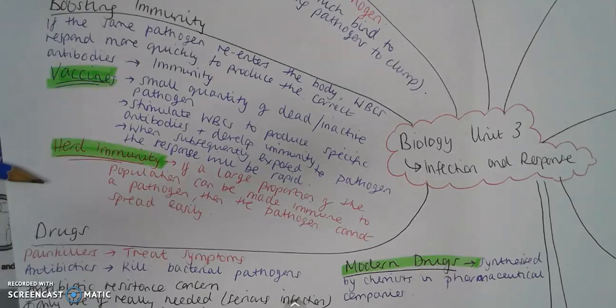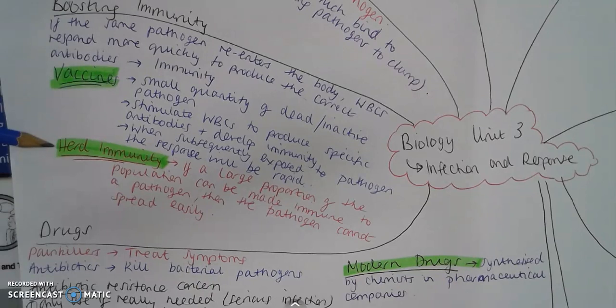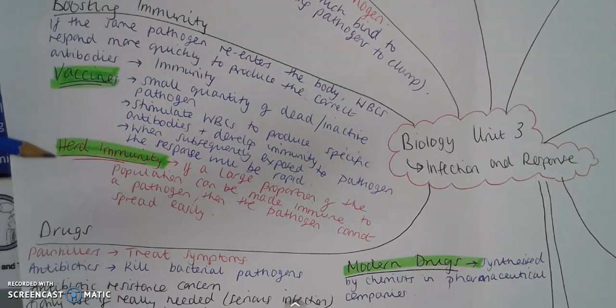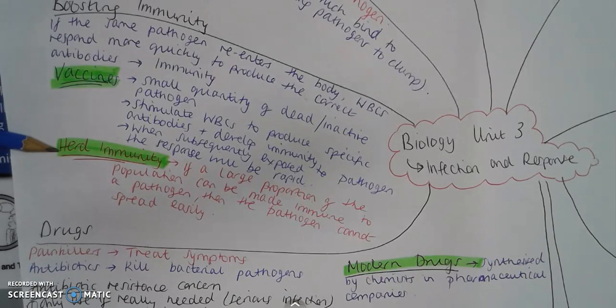With vaccines as well, there's this additional benefit of something called herd immunity. What this is thinking about is the fact that if a large proportion of the population can be made immune to a pathogen, so loads of people in the population are vaccinated, then the pathogen cannot spread easily, because if lots of people are vaccinated and can therefore quite easily destroy the pathogen, it's going to reduce the likelihood of it being able to successfully spread between people and infect multiple people.